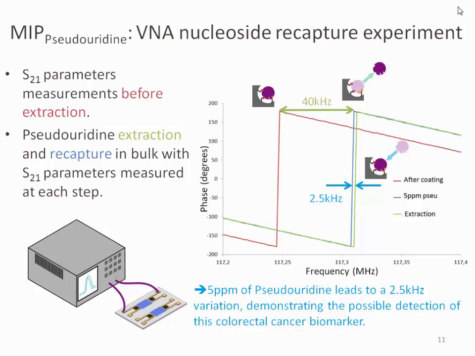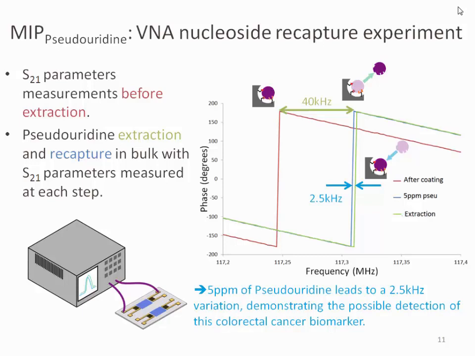So in red, you can see the reference curve, which is the coating with all the binding sites occupied by the pseudouridine template before extraction. And so after extraction, we obtain this large frequency shift here. So you have the curve after extraction, which is shown in green here. I hope you can see the colors here. So you have a strong frequency shift of about 40 kilohertz. So it's an increase in the frequency shift because, as it is a mass effect, we have less mass on the sensor, so the wave propagates faster, and you have this positive shift here.